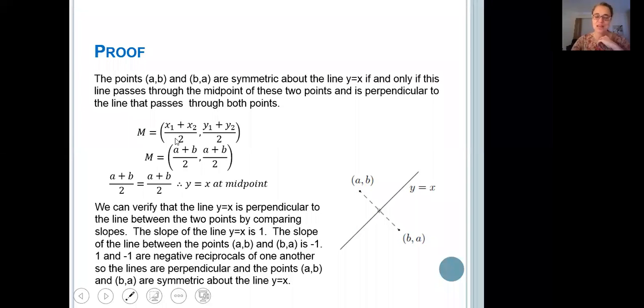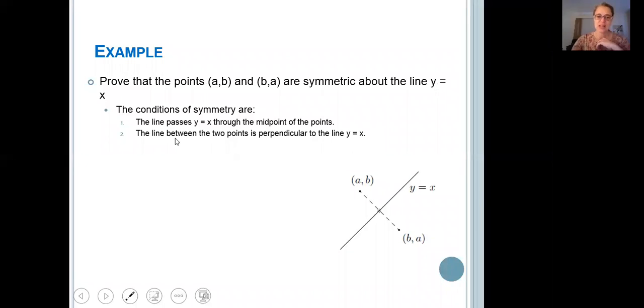So this situation meets our two conditions of symmetry. The line y equals x does pass through the midpoint of the points, and the line between these two points is perpendicular to that line. So yeah, somebody was right. They told me the truth. We can prove that two points are symmetrical about the line y equals x if their x and y coordinates are reversed.